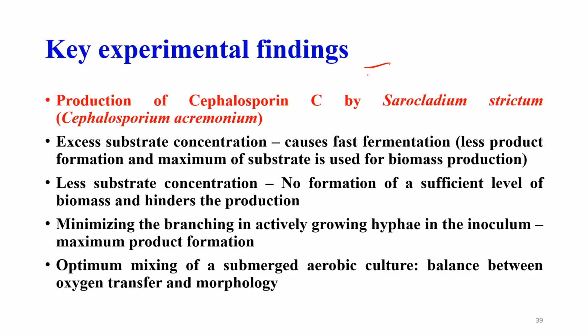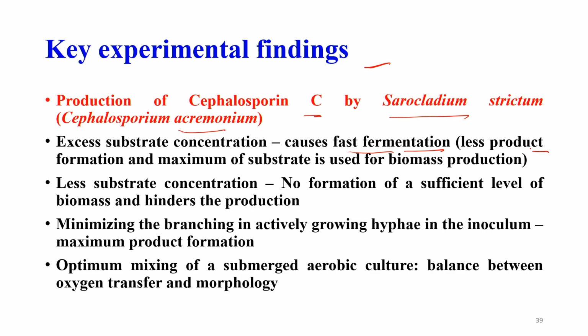Now, we are going to discuss one example here, the production of cephalosporin C by Cephalosporium acremonium, now called Sarocladium strictum. There are a few observations. First, the excess substrate concentration causes fast fermentation.